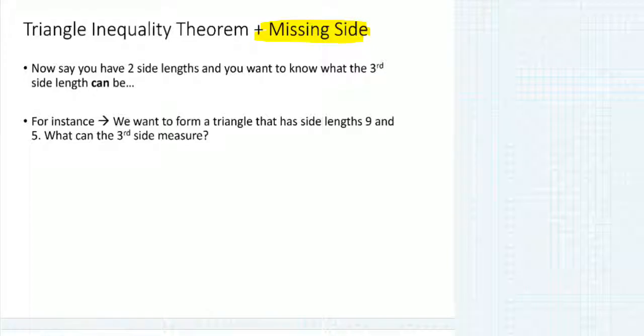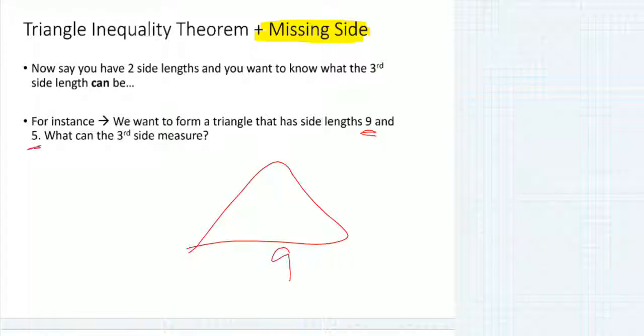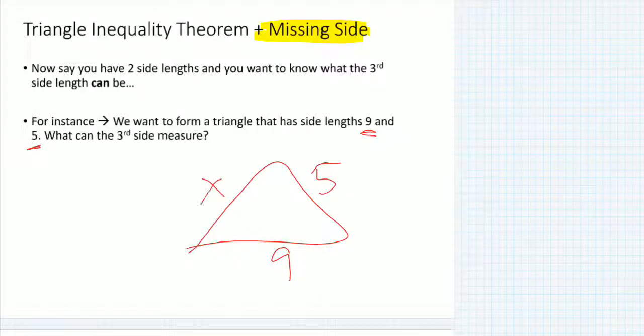So for instance, imagine I give you two side lengths, right? I'm already letting you know it is a triangle, okay? So I know it forms a triangle, or I want it to form a triangle. If I tell you one of them is equal to 9 and the other one is equal to 5, my question becomes, well, what can this side be equal to?